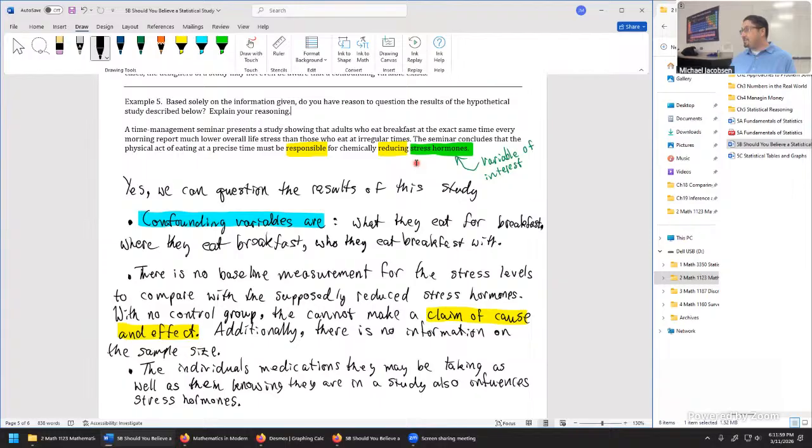So there's, again, lots of thoughts you can put for every single one of these examples. Has anyone had any other additional comments to share with this one?